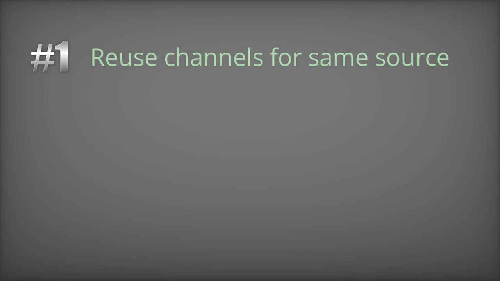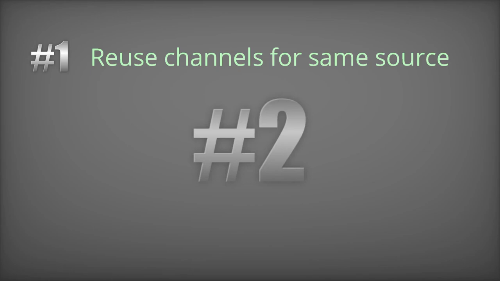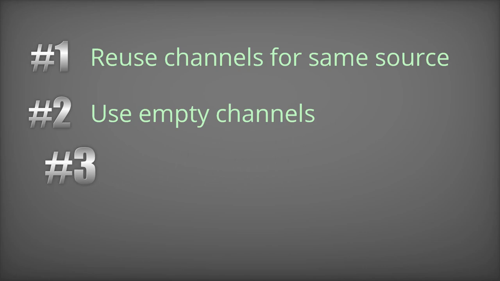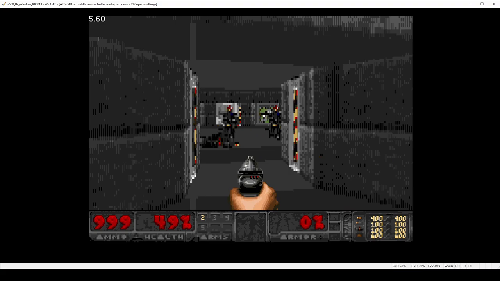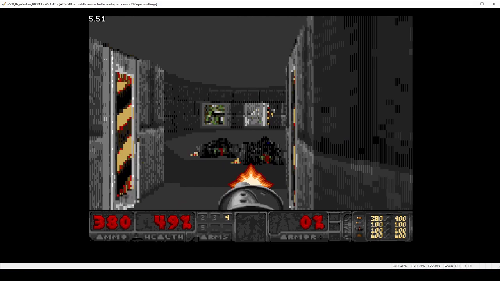Let's change the rules of sound allocation. The first rule: if the same source, a player or an enemy, plays a new sound, it reuses the same channel if able. The second rule: if we have an empty channel, we use it. And the third rule: otherwise, replace the sound that has already played the longest. Let's test the idea. The idea works, so let's add even more sounds.